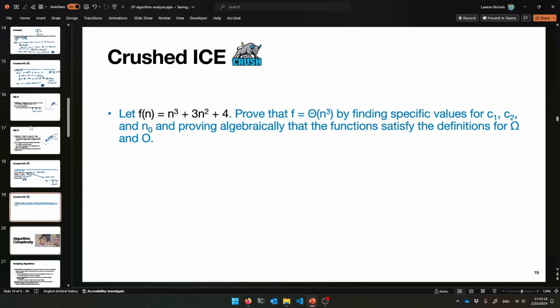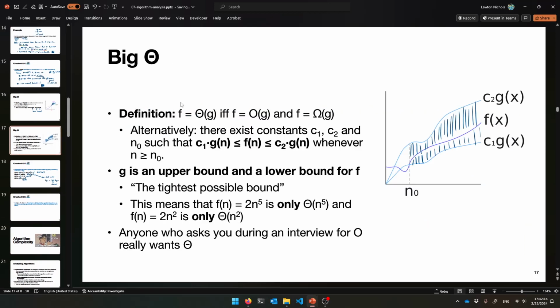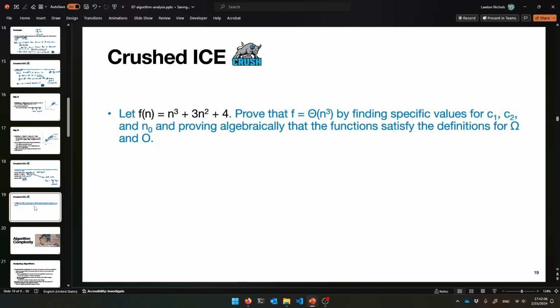Here's one more. This one I want you to prove. All right, so here's the definition of big theta. All of this has got to be true. You can alternatively show that it's both big O and big omega. That's also fine. But maybe we'll do it this way when I do it with you. But let's see, what do I want?